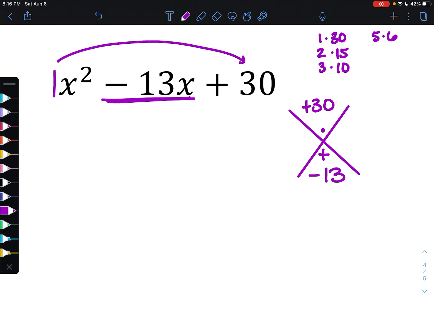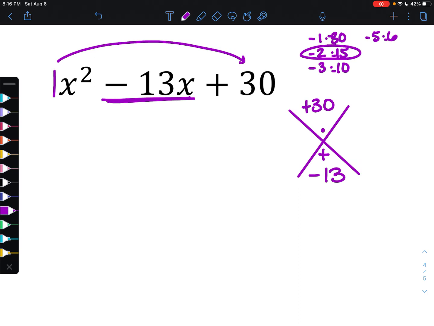And since they need to add to get me a negative 13, they actually both need to be negative, because there's no way for me to get a positive 30 if one is positive and one is negative. So sometimes we have students who try to grab this one because 15 and 2 does make 13. But we have to be really careful and pay attention to the signs that we have.